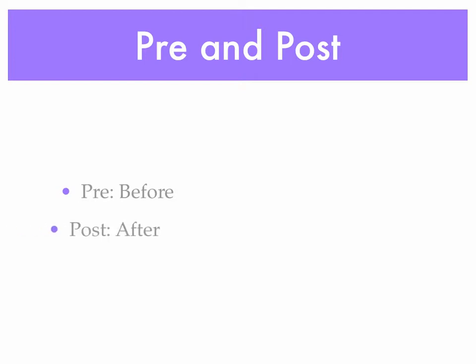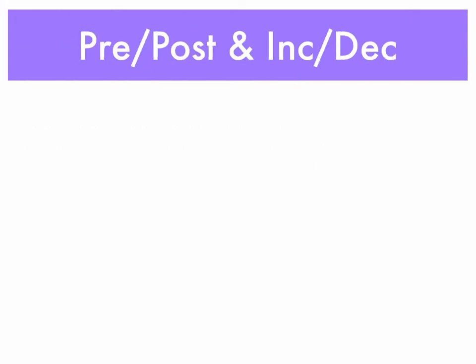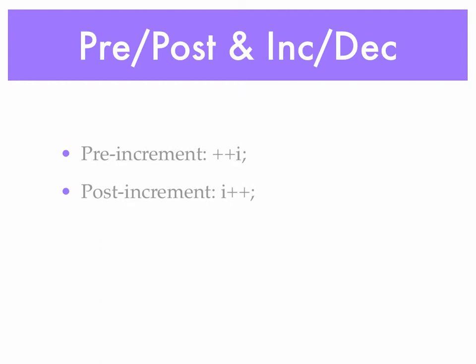Okay. When we post, we have our symbol plus plus or minus minus after the item that we want either incremented or decremented. So when we look at pre-increment, it's plus plus and then the item, in this case I. Post-increment, again using I as an example, it would be I plus plus. To pre-decrement, it's minus minus I. To post-decrement, I minus minus.